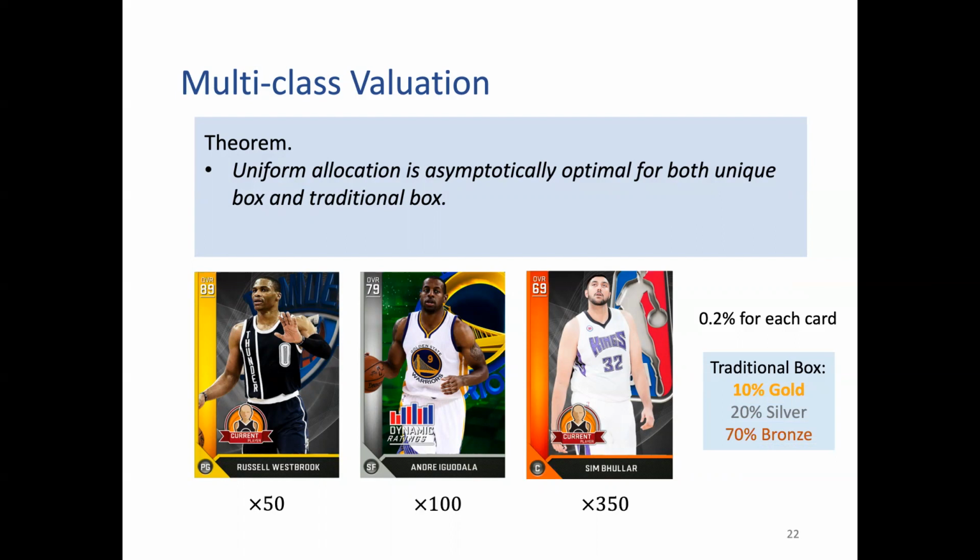And further, based on this, we show that everything holds just like the baseline model. For example, the unit box is still asymptotically optimal, and the traditional box still earns mu over E in this case.